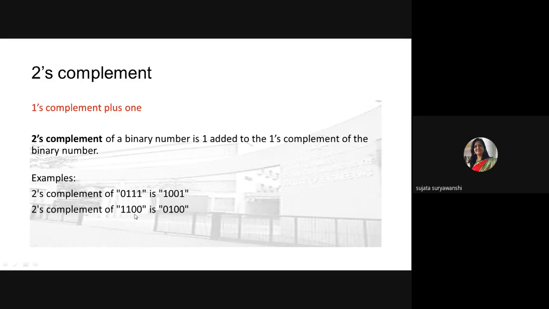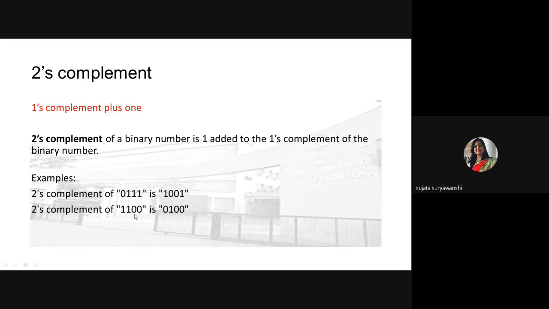Write down 10110110. This is your given binary number, and simply convert it into 2's complement form using the direct method. How will you convert it?